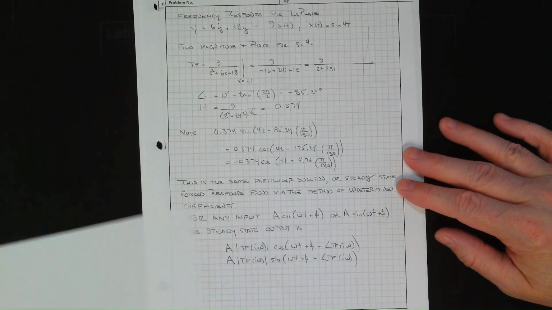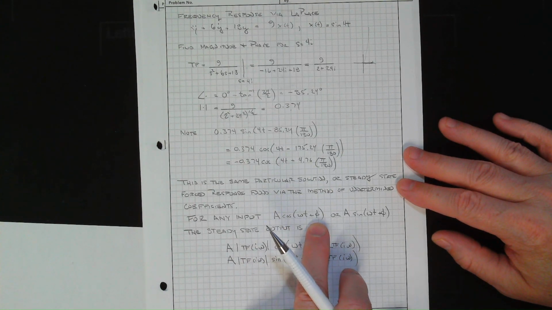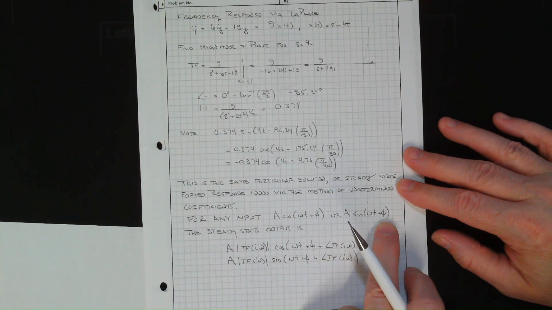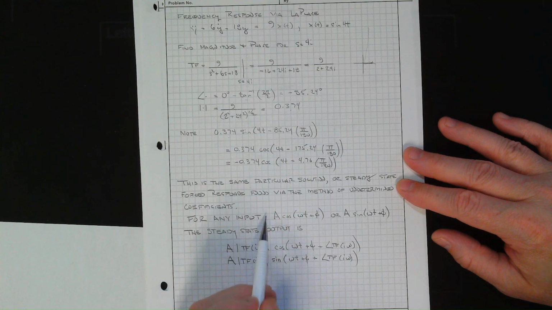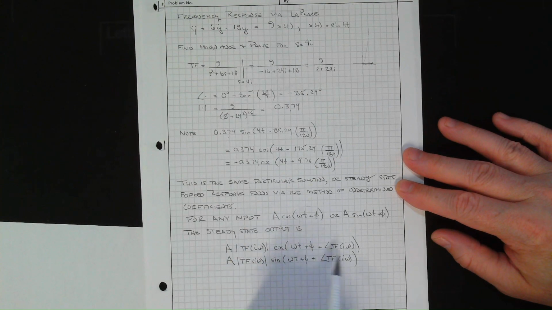So here's what we have. For any input, whether it's a cos of omega t plus phi, so your input could have a phase to begin with, or a sine of omega t plus some phase, the steady state output is: take your original amplitude and multiply it by the magnitude of the transfer function. Then you put in a cos or a sine. Whatever was originally in there that the cos was operating on, omega t plus phi, goes in. And then you add the phase shift caused by the transfer function. Here's the phase we did. You can just pop them in here.